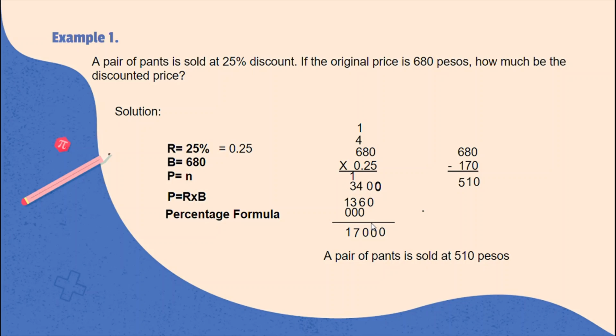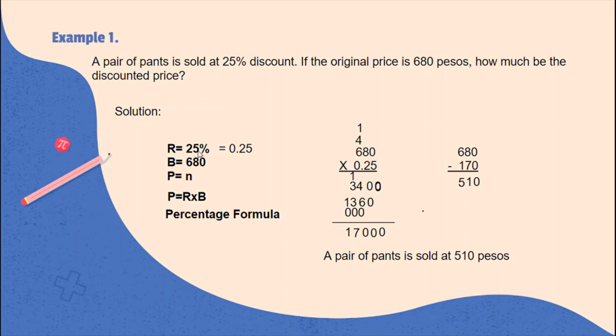Now this time, let us proceed with our next question. We have here a pair of pants that is sold at a 25% discount. If the original price is 680 pesos, how much is the discounted price? By the way, it's already example number 2. For our solution, we're going to identify the rate, the base, and our percentage.